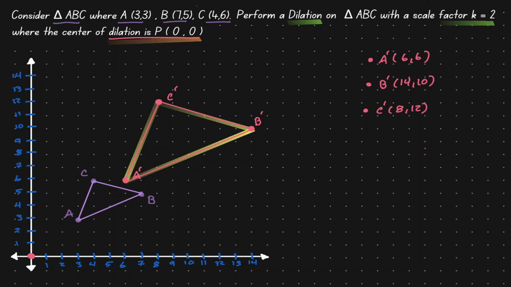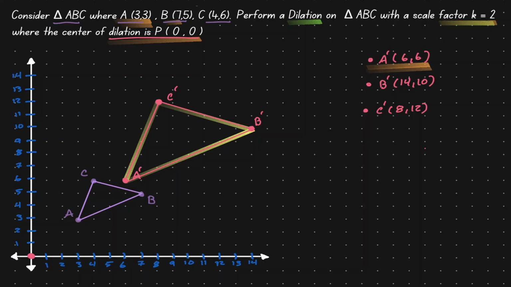Now this is a shortcut that we can use anytime our center of dilation is at the origin 0, 0. Notice what the initial point for A was. It was 3, 3. And then it ended up at 6, 6. That is no coincidence, because if we take coordinate A and multiply it by the scale factor, we will get the value of the image.